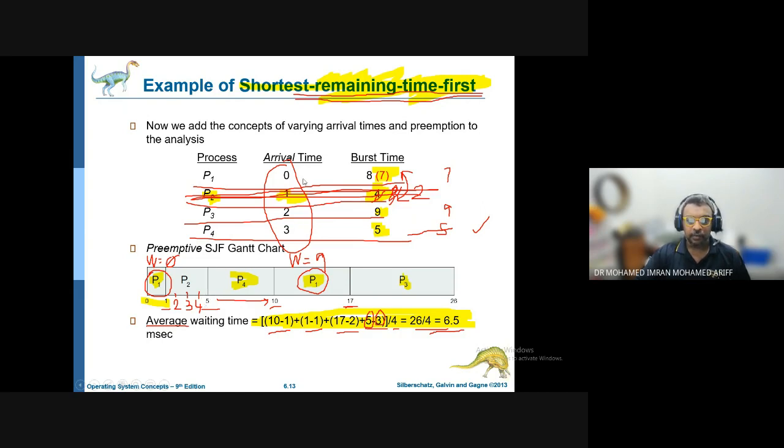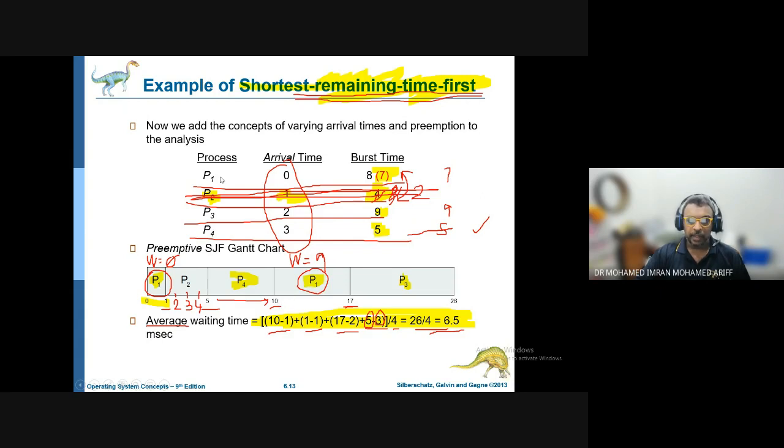At 5, check again with the diagram: there are no more processes coming in, all have arrived. Now process 2 is finished, leaving P1, P3 and P4. Between P1, P3 and P4, P4 is the shortest. So P4 will run until 10, because it starts at 5 and finishes at 10.